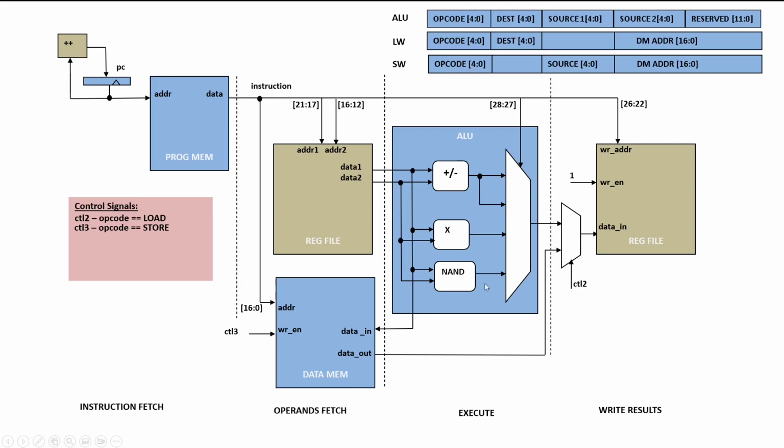But this also adds another complication: in case it's a store word, we don't want to write in the reg file because store word is writing from a register to the memory. So this one should not be 1 for store word. We can call it the CTL1 signal, or control 1, and that could be: if opcode is not equal to store word, meaning either it is load or some ALU instruction, then we write to the reg file.